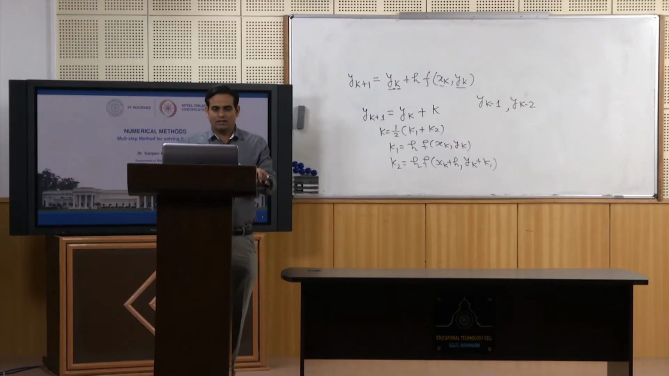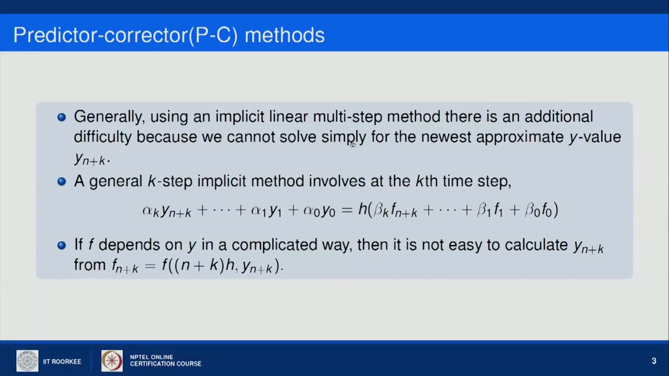So generally, when using an implicit linear multi-step method, there is an additional difficulty because we cannot solve simply for the newest approximate y value, that is y n plus k. Because we have an implicit formula, we have the value of y at x equals xn plus k on the left hand side as well as on the right hand side, and hence how to get the value explicitly is the problem here.